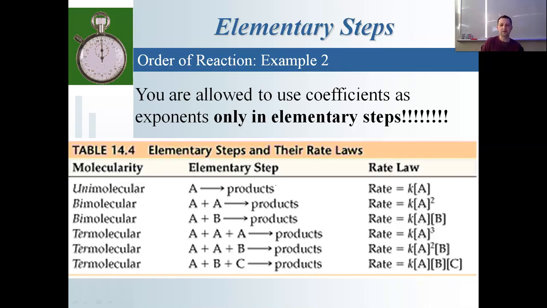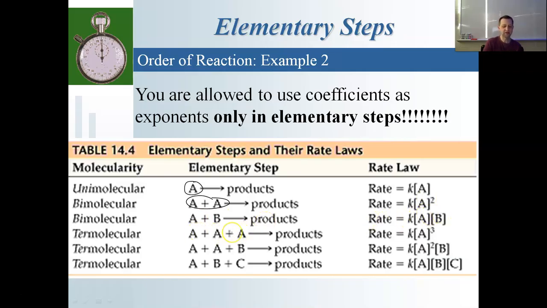Okay, so you're allowed to use coefficients as exponents only in the elementary steps. So again, you have to figure out what your slow step is, and then write your rate law for that slow step, and that's going to be obviously your rate law for the overall chemical reaction. Okay, so you can see what the different ones look like here. Unimolecular, which is just one item involved in the chemical reaction: rate equals k times A, so that's just A yields products. A plus A yields products is k times A squared. You can see the rest of them here. A plus B would be rate equals k times A times B.